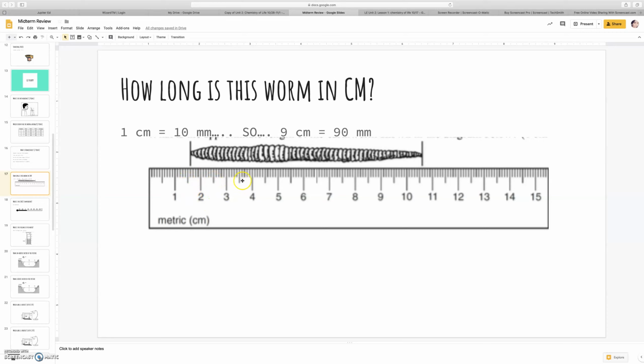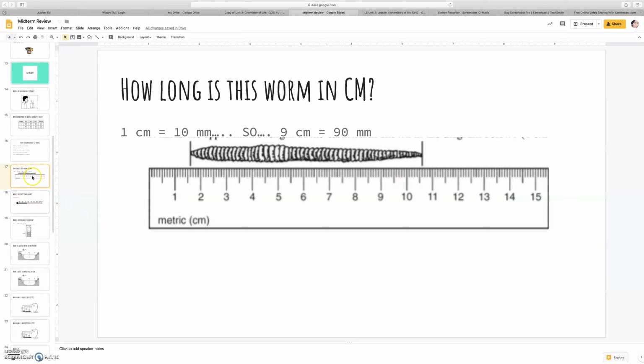You can go 1, 2, 3, 4, 5, 6, 7, 8, 9. This is exactly 9 centimeters. But the question is probably asking for the results in millimeters. So just know that 1 centimeter equals 10 millimeters. So 9 centimeters will give you 90 millimeters because you would take 9 and multiply it by 10 to give you millimeters. You have to be very careful as to what you're reading, what the unit is, and what the question is asking for. Take your time with directions, okay?